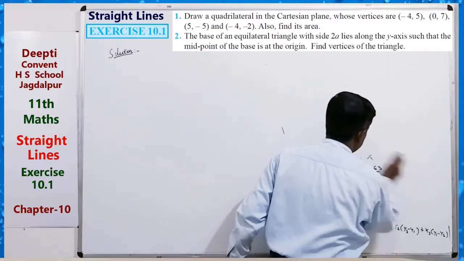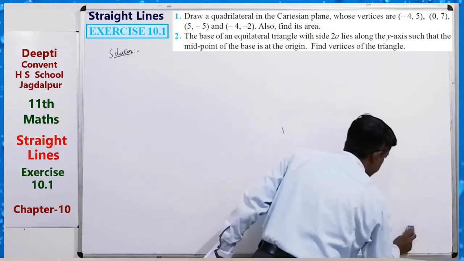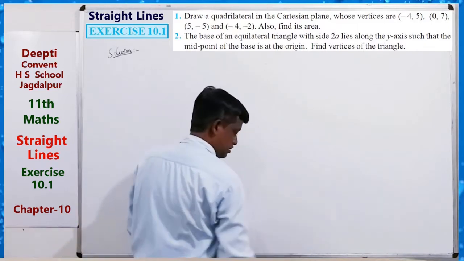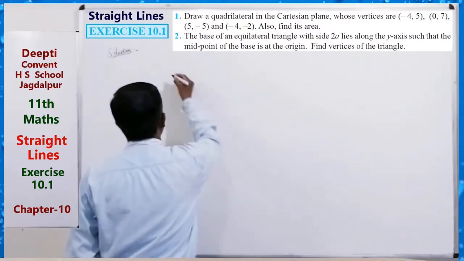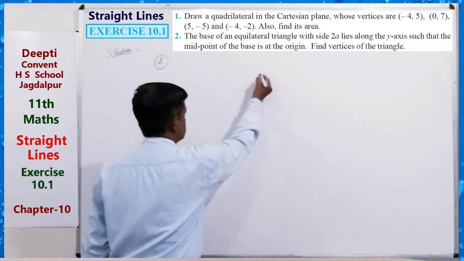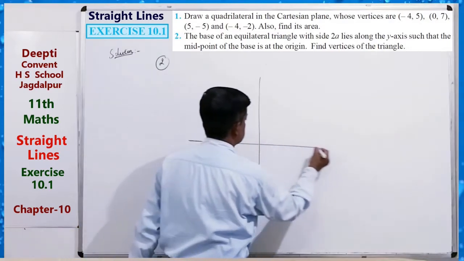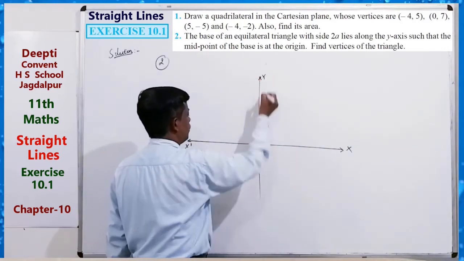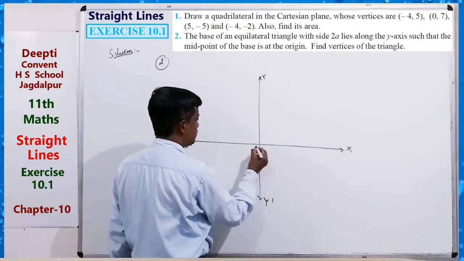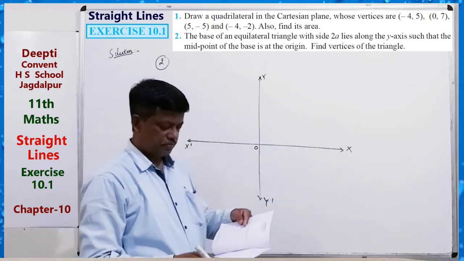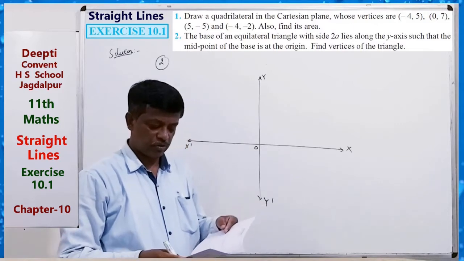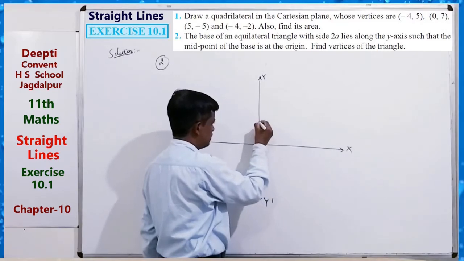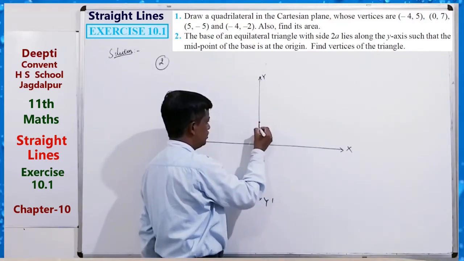We have to draw the equilateral triangle. How can we draw an equilateral triangle? Equilateral triangle means sides are equal. So first of all, just draw the x-axis and y-axis, with the origin. First of all, the base of the equilateral triangle with side 2a is along the y-axis. This is the y-axis. So this is the base. Suppose from here to here is the base.